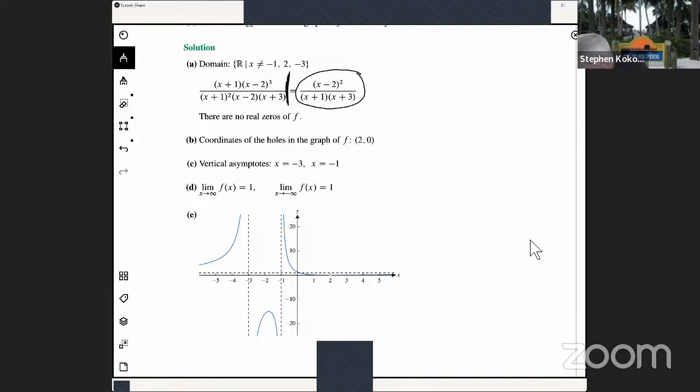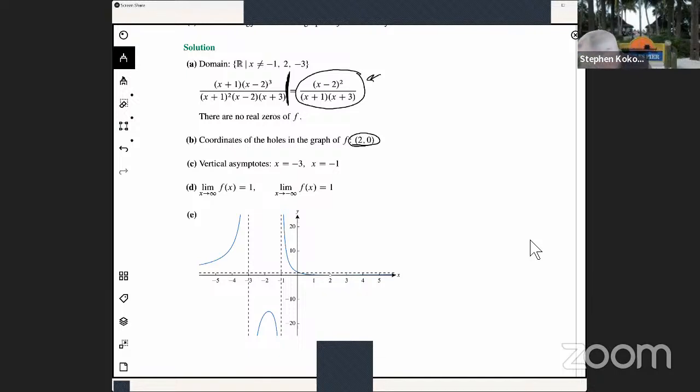Now, one issue is, well, how do I know that the y coordinate is 0? How do I know that's where the hole is? Well, bluntly, what I do is I take that x value of 2 and plug it into that reduced expression right here. And I've got a 0 in the numerator and something non-zero in the denominator. So the value is 0. So that tells me finally there's a hole in the graph at (2, 0).